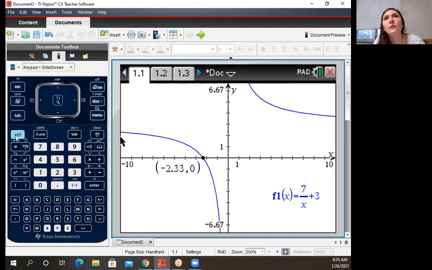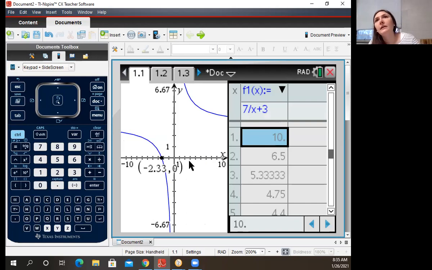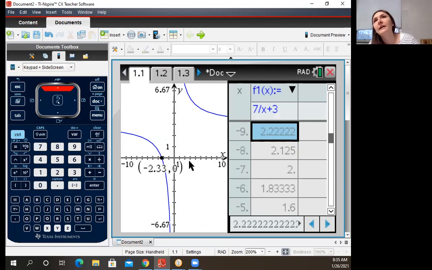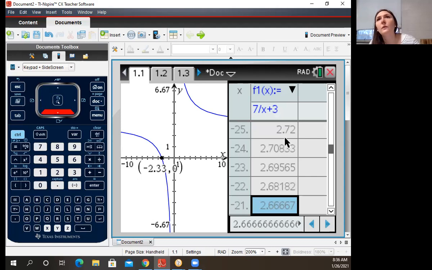So if I go to my table again, and I look at the y values that I've got here, I see I'm in the 2s, and my decimals for the 2s are getting really small. What I'm looking at is, as I go farther and farther this way, what is my y value getting really close to? We're at 2.75, 2.78, 2.8. I'm way out at negative 52 right now, and we're still at 2.8. That tells me that the y value for this portion of my graph is getting really, really close to 3.